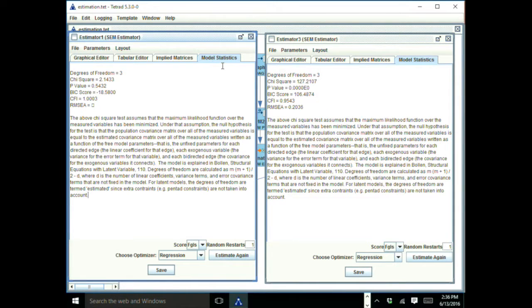So the true model and the one-edge flip that is equivalent to the true model: 3 degrees of freedom, chi-square of 2.143, p-value of 0.54. The model in which I flip a different edge, so it's no longer an equivalent model, has 3 degrees of freedom and a chi-square of 127. The p-value is 0. So in one case, a one-edge flip, completely the same equivalent model. And the other case, a one-edge flip, absolutely disaster. The whole thing falls apart. The model is completely rejectable.